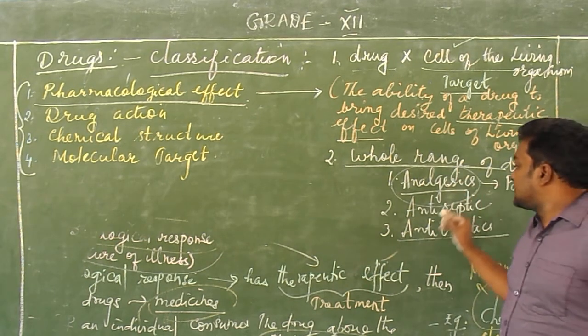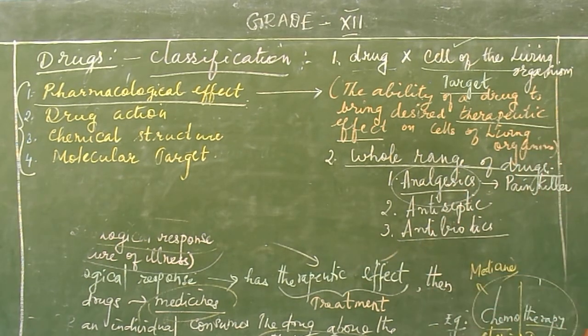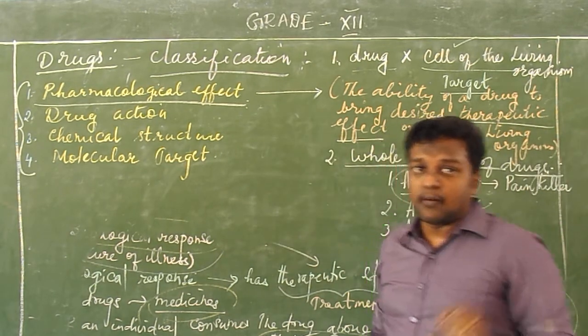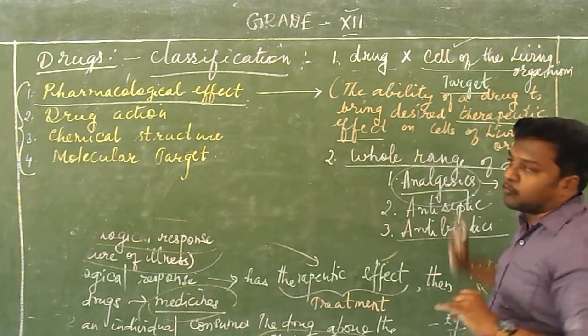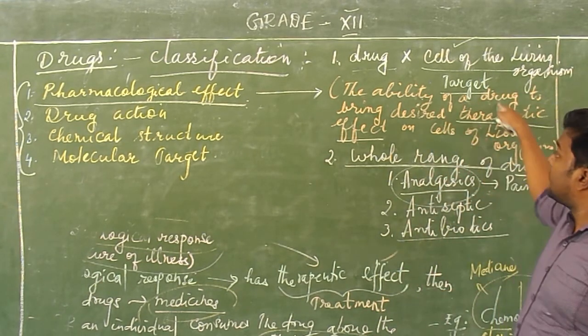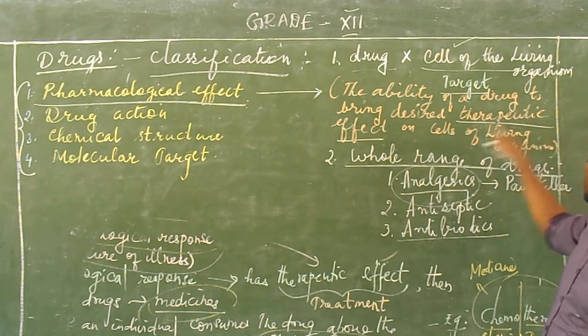So the examples are a whole range of drugs: analgesics, antiseptic, disinfectants. Nowadays we are using sanitizers, antiseptic. Next one is antibiotic. I hope you can understand this pharmacological effect. If in the exam they ask you about pharmacological effect, you will write 2 points. One is the ability of a drug to bring about the desired therapeutic effect on the cells of the living organism.